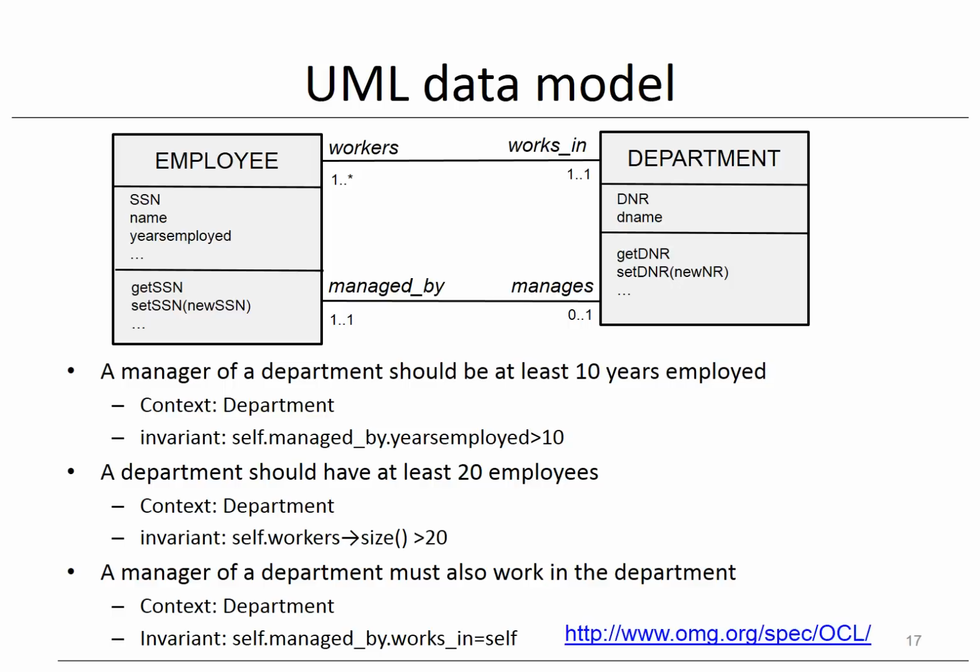A first constraint states that a manager of a department should be at least 10 years employed. The context of this constraint is the department class. The constraint applies to every department object, hence the keyword invariant. It then becomes self.managedby.yearsemployed strictly bigger than 10. We use the keyword self to refer to an object of the department class. We then use the role name managedby to navigate to the employee class and retrieve the yearsemployed variable.